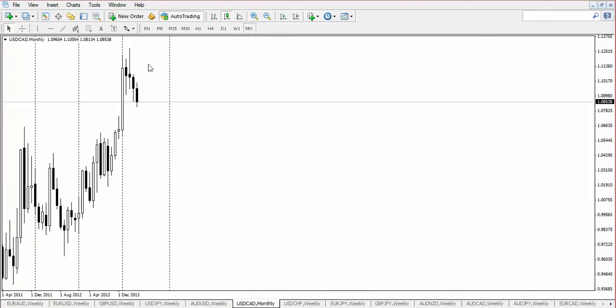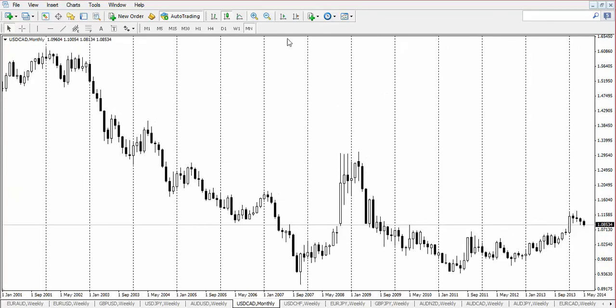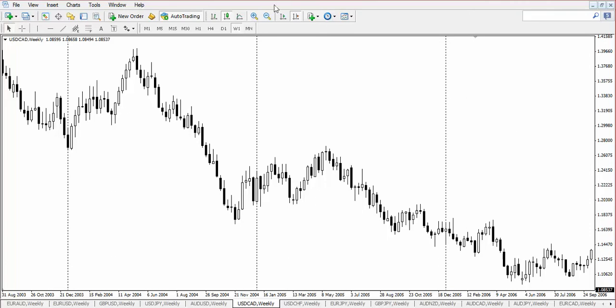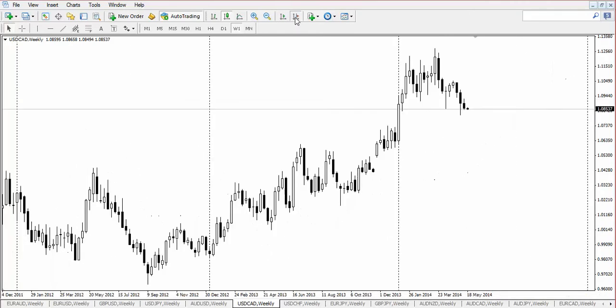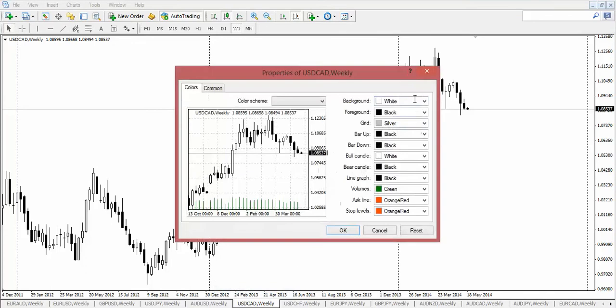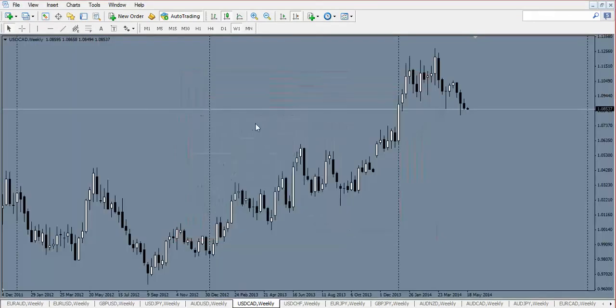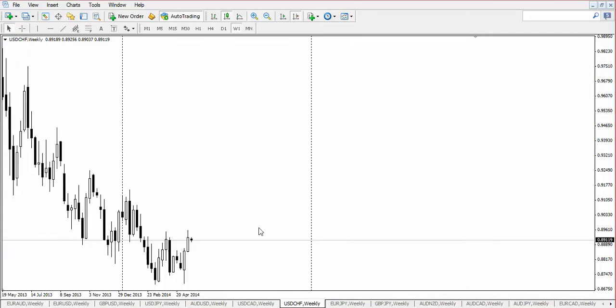A dollar CAD weekly, not a great deal. Quick scan at the monthly. I mean, this does look as if it's topping, but I'm not overly enamoured by what I'm seeing on the charts there, so I'll probably leave the dollar CAD for the time being. Grey that one out.